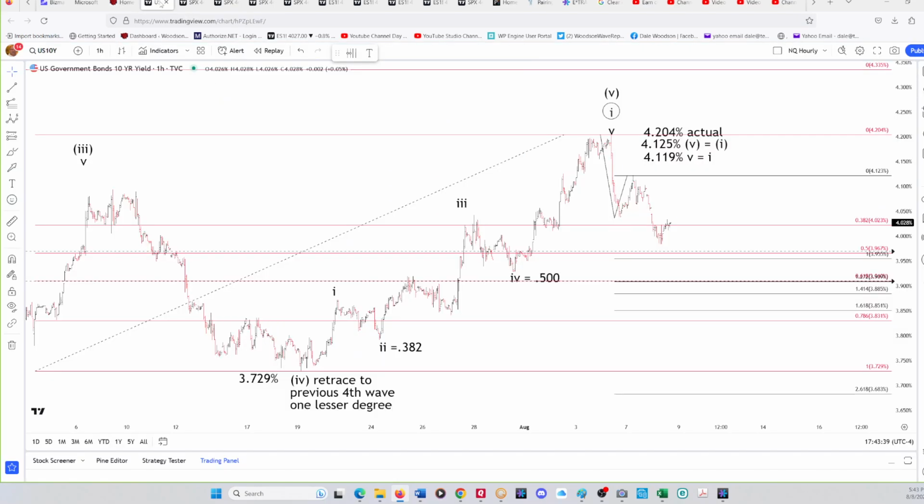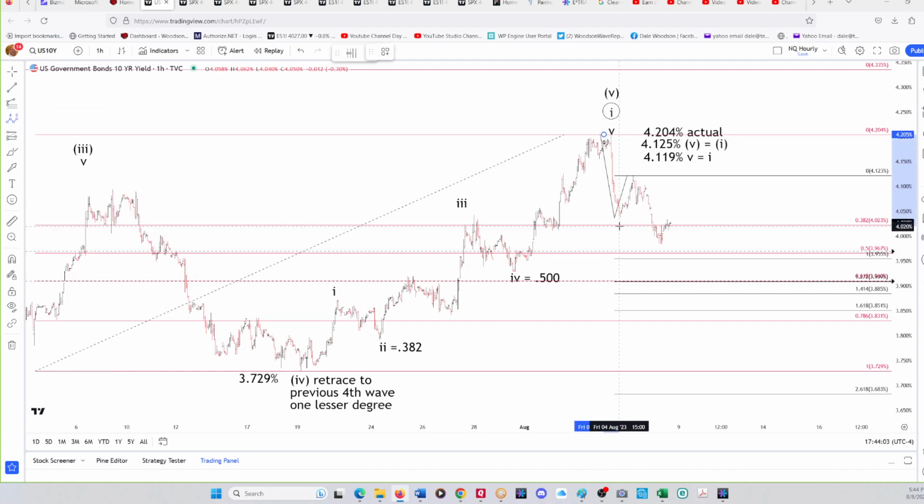Let's get with the US 10-year because it is so interesting, okay? And this is a shorter term view from that wave 4 low. We had a 1 up, 2 down, 3 up, 4 down. The 2 was a perfect 382. The 4 was a perfect 500 and a 5 up. Now we have an A. I might as well get those in there for you guys. Okay, let's get the ABC out here.